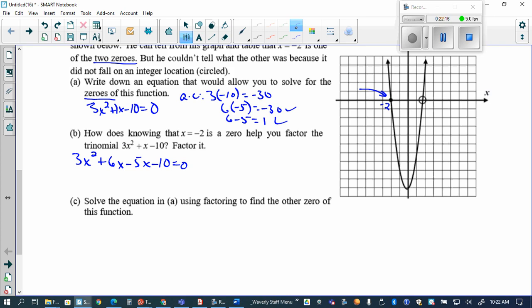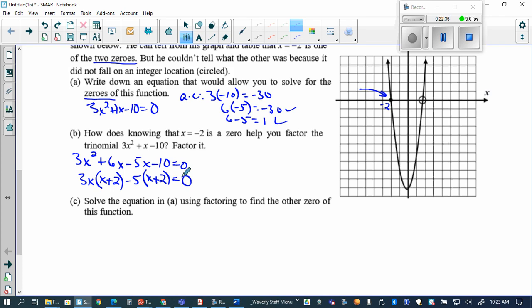Okay, let's factor by grouping. Factor out 3x. What's left inside? x plus 2. Next group. Factor out negative 5, leaving us x plus 2 equals 0. Okay?